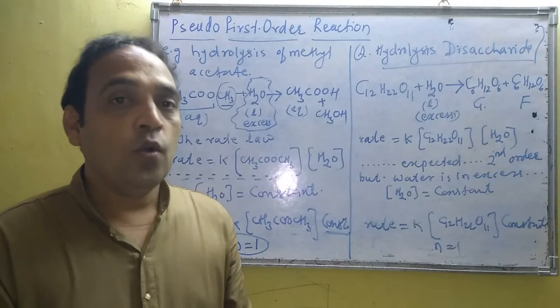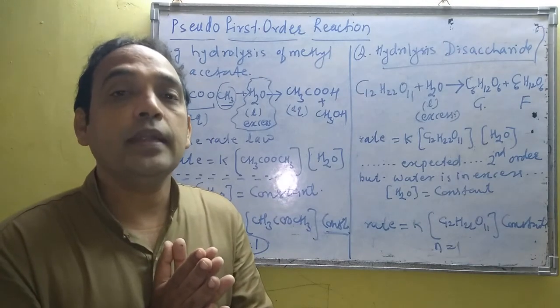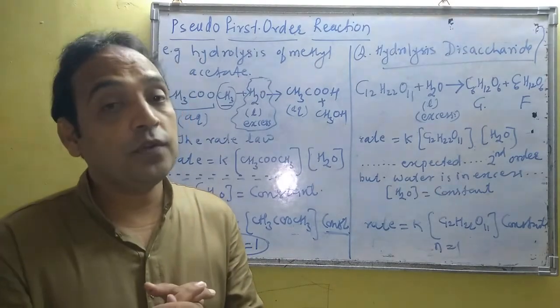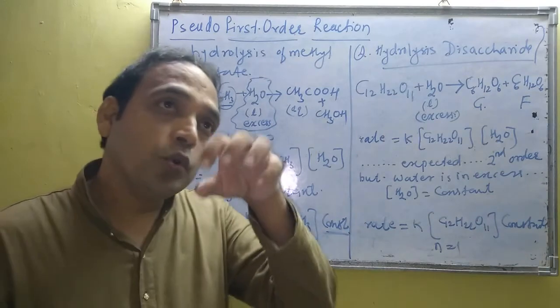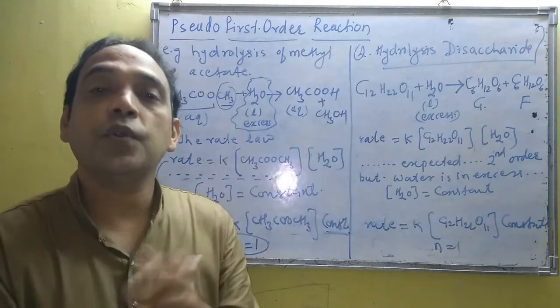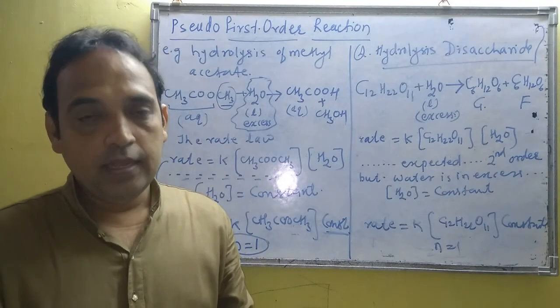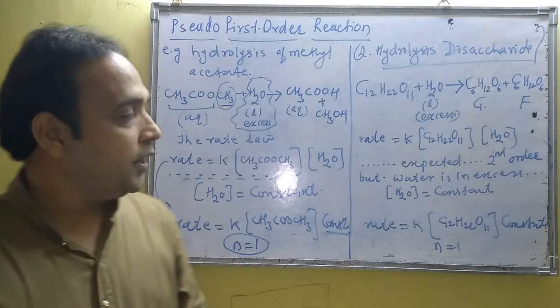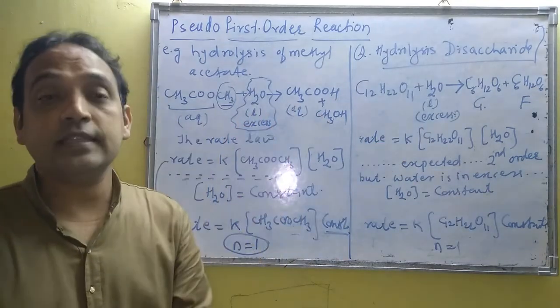So let me revise. What is a pseudo first order reaction? The reaction which is expected to be higher order but follows first order kinetics. Now the question arises: why or how does a higher order reaction convert into first order? By taking one of the reacting species in excess.